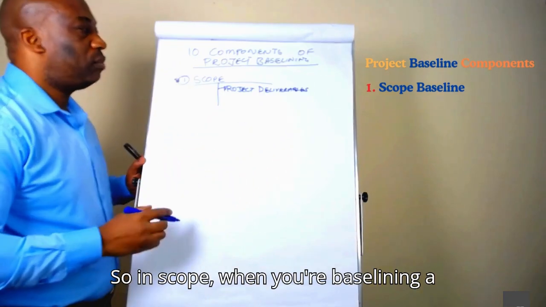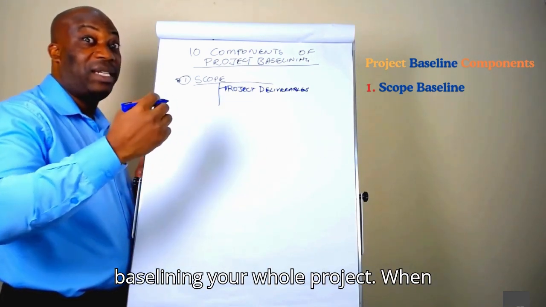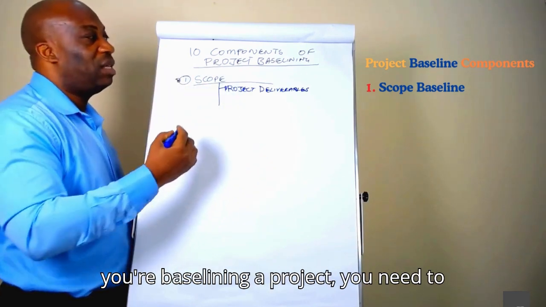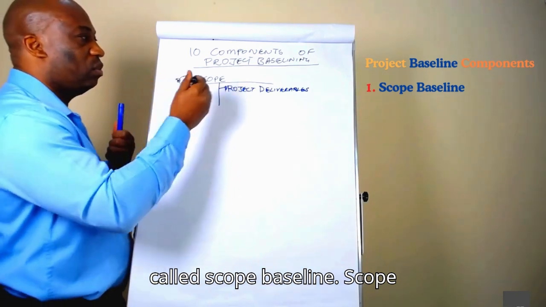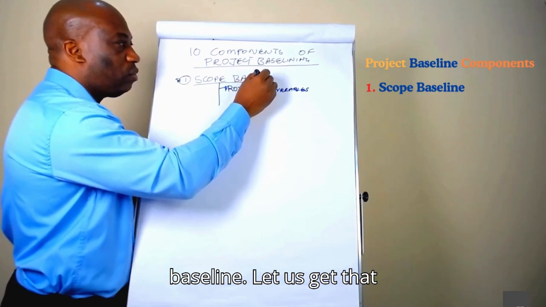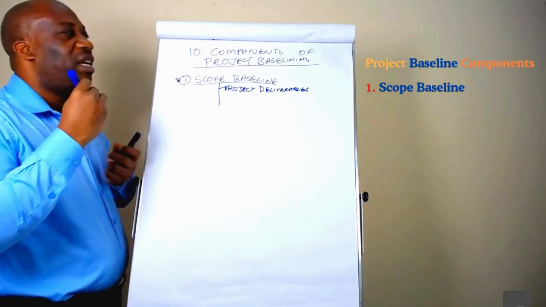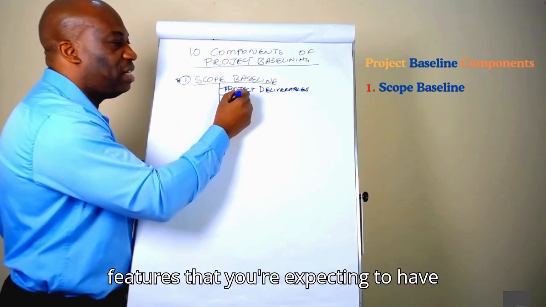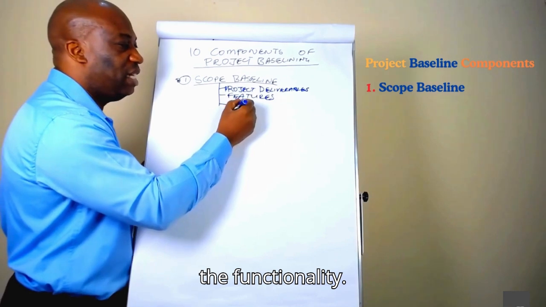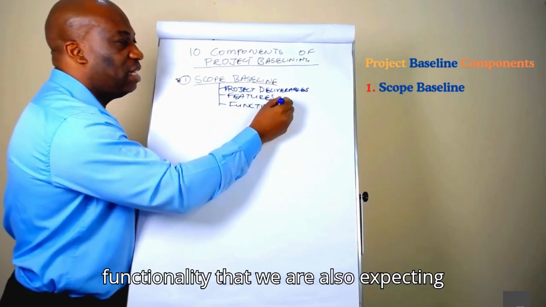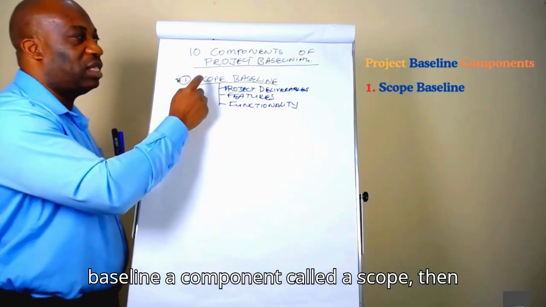So in scope, when you're baselining a project, I'm not talking about baselining the project plan, I'm talking about baselining the whole project. When you're baselining a project, you need to baseline scope also. So this is called scope baseline. Let us get that clear. You are baselining the project deliverables. You are also baselining any features that you're expecting to have from the project. You can also baseline the functionality that you're expecting to have from the project. So you baseline a component called scope.